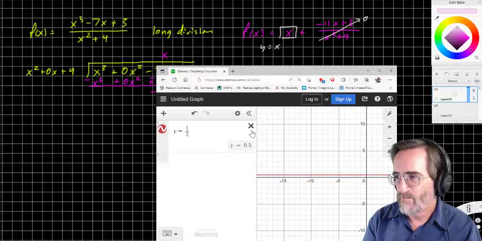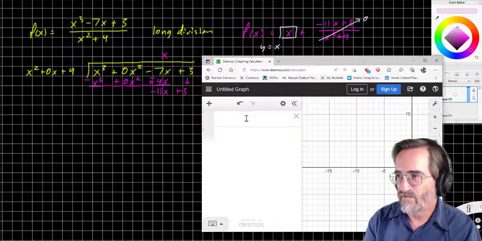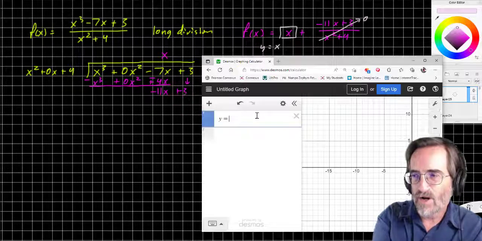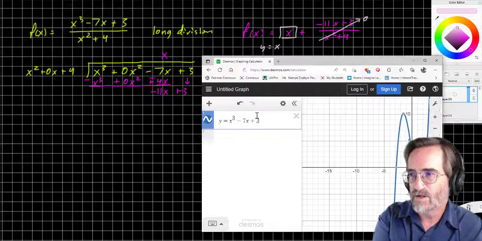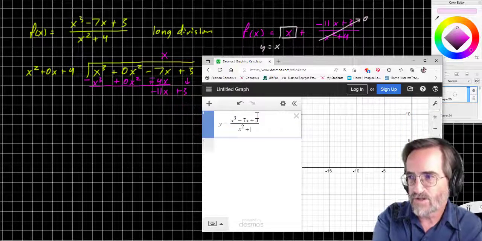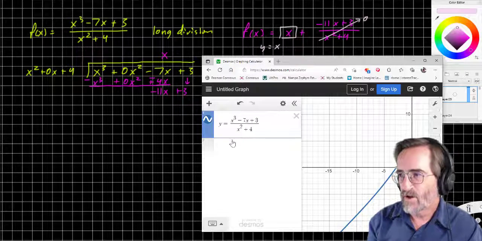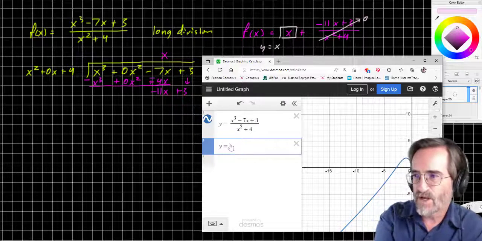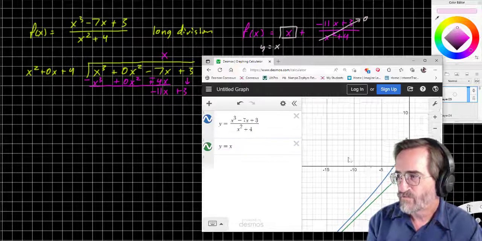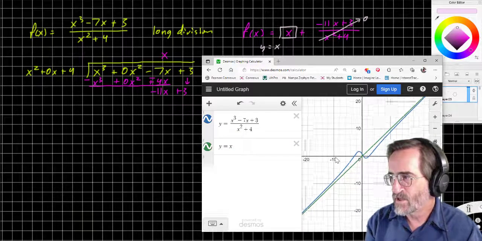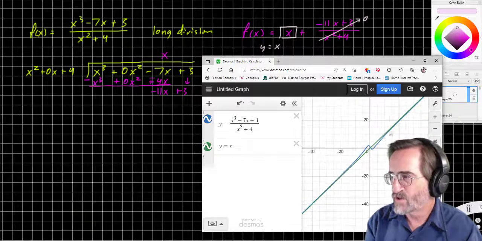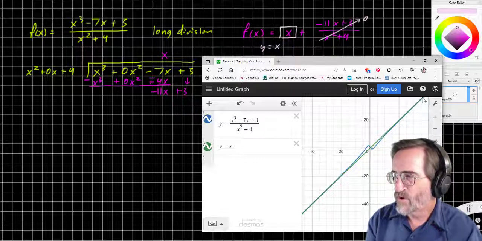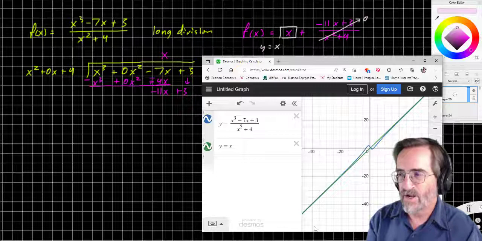All right. So I'm going to graph my original function, y equals x cubed minus 7x plus 3 all over x squared plus 4. And I'm going to graph my end behavior, y equals x. As you see, the blue graph, which is the original function, as we go out to the ends, more and more approximates the green diagonal line.